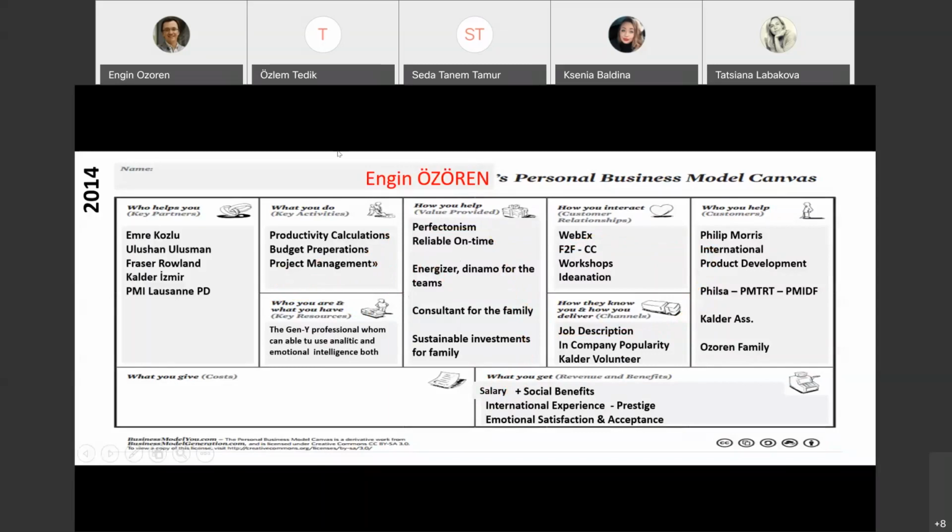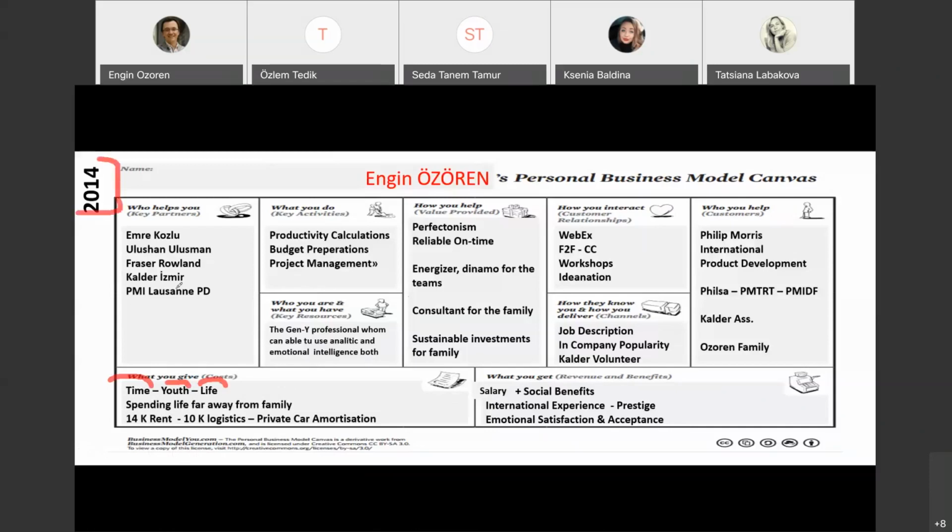And for the key partners, you may write down your key partners inside your business. For instance, Emre Kozlu is my angel investor. The manager, whom I did not report to, but he always supports me. Ulusan is the person who selected me for Philip Morris. Fraser Rowland, my director. Calder Izmir is the Calder association's Izmir city branch. PMI Lausanne PD, my regional colleagues today. And what I give as a cost: years, I was giving my time, my youth and life.